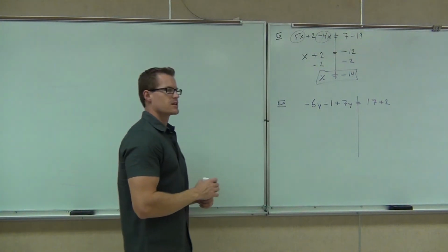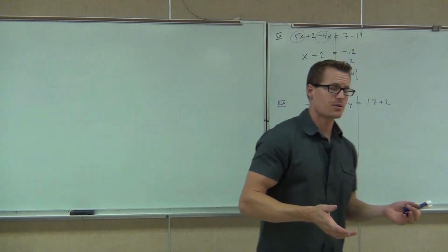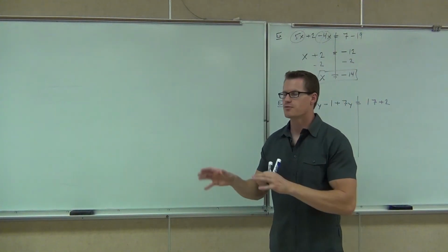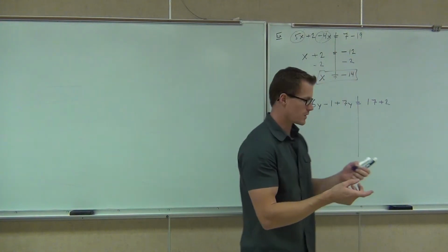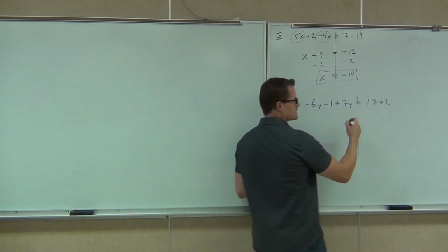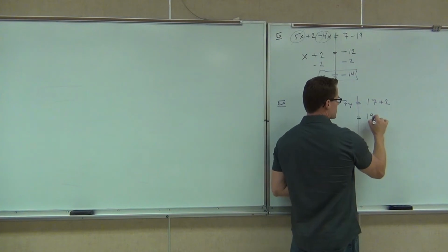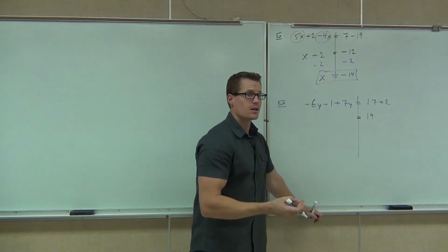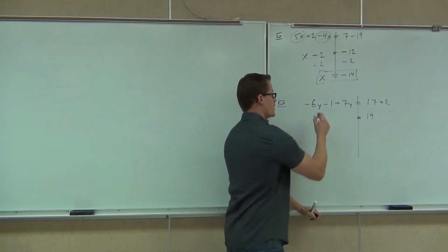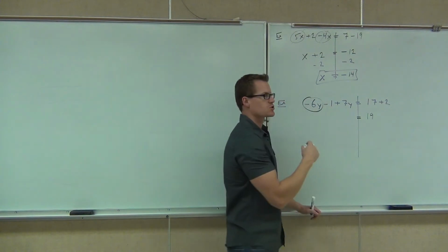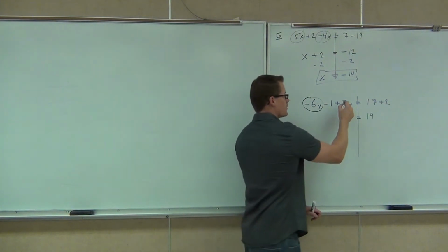If I look to combine some like terms, it's always our first step with equations. We look for like terms on the left, we look for like terms on the right, try to combine anything we can. On the right-hand side, I'm going to do the easy side first. I've got 17 plus 2, no problem, 19. Left-hand side, I do see some like terms. I'm seeing the negative 6y. You have to circle that number with the sign, and the plus 7y.